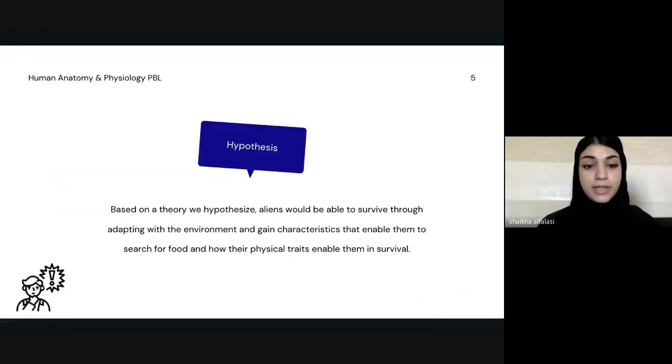Hypothesis. Based on a theory, we hypothesize aliens would be able to survive by adapting to the environment and gaining characteristics that enable them to search for food, and how their physical traits enable them to survive.